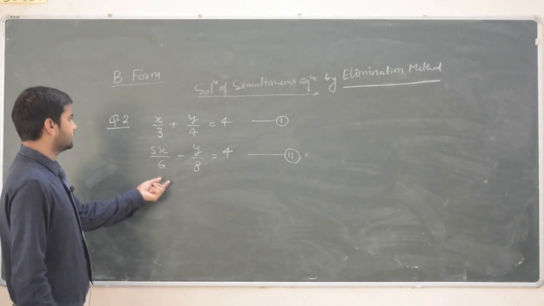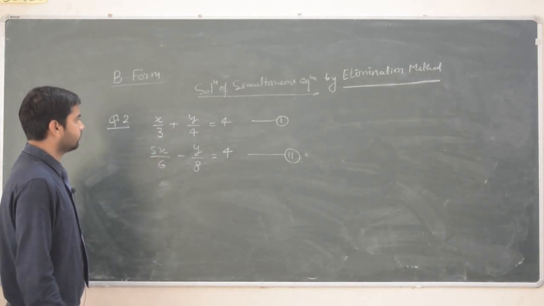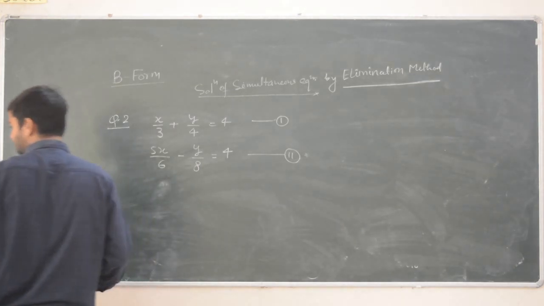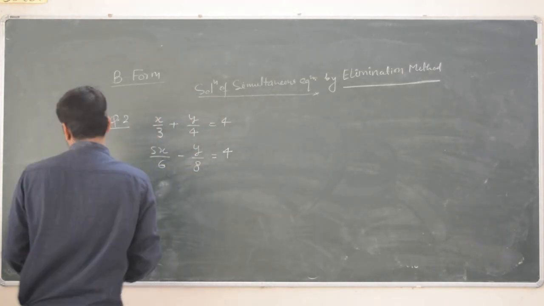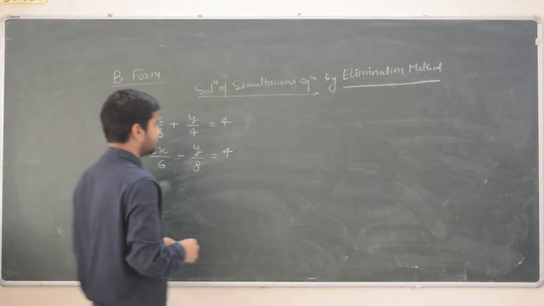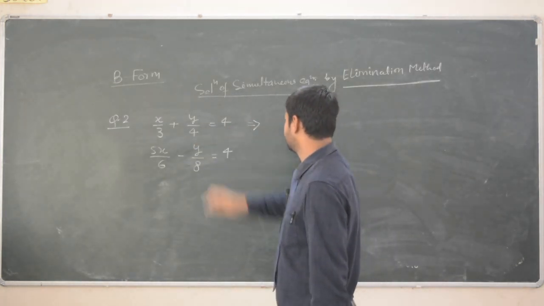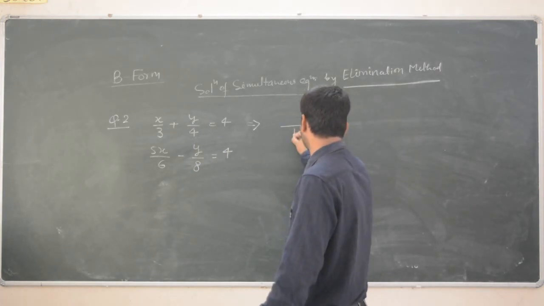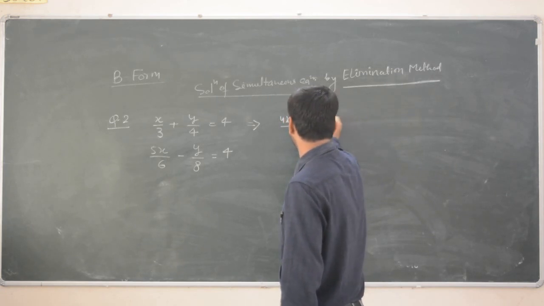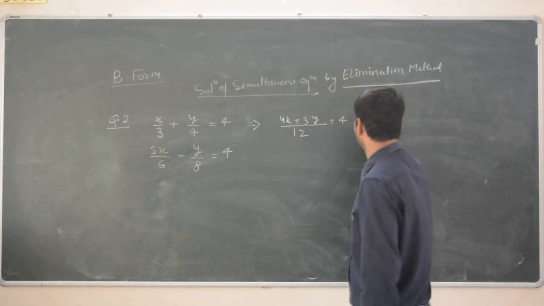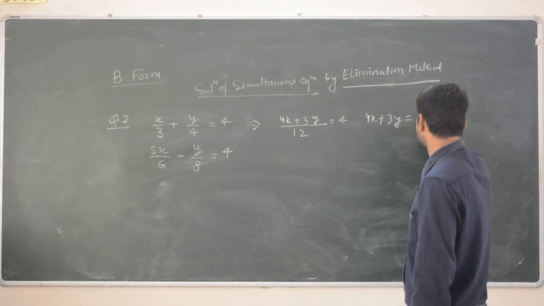If equations are given where the coefficients of x and y are not integers, that are fractions, then first of all we simplify these equations so that the coefficients of x and y become integers. So I am going to solve equation 1 first so that its coefficients become integers. Here we can take 12 as the LCM, and we get 4x plus 3y equal to 4, or we can write it as 4x plus 3y equal to 48.